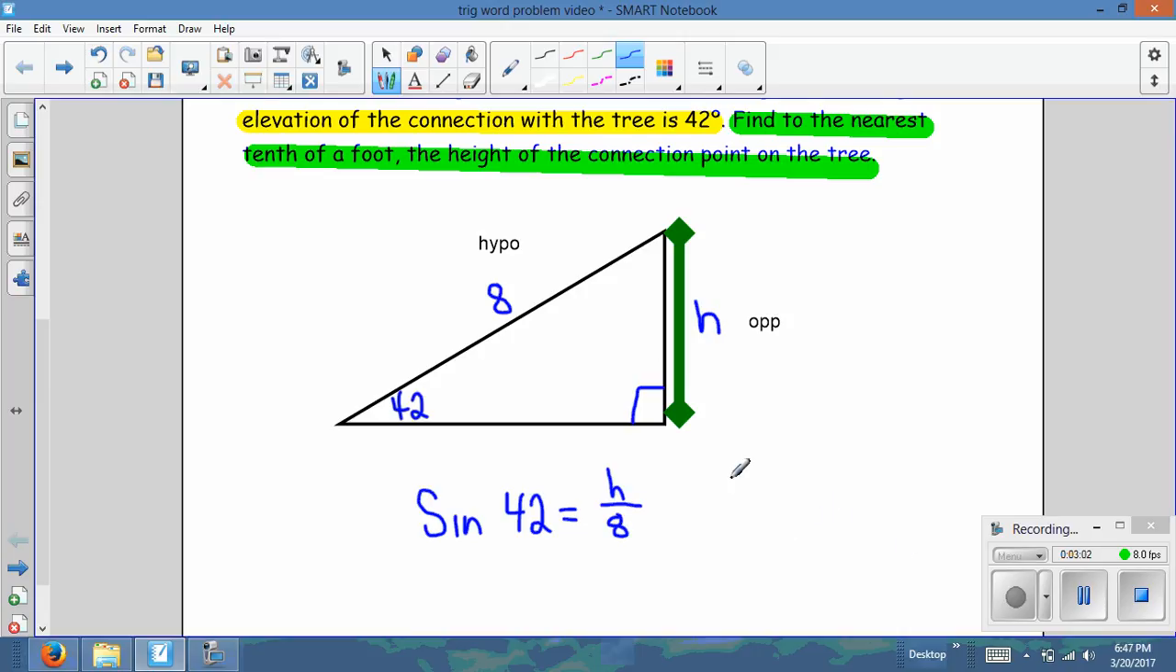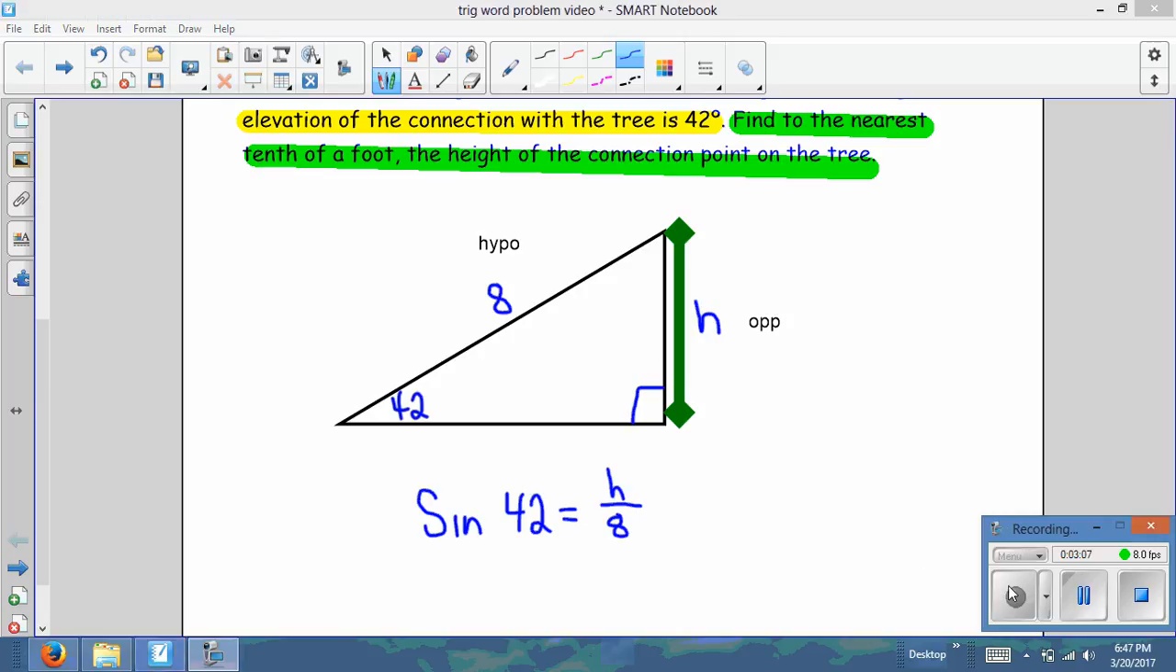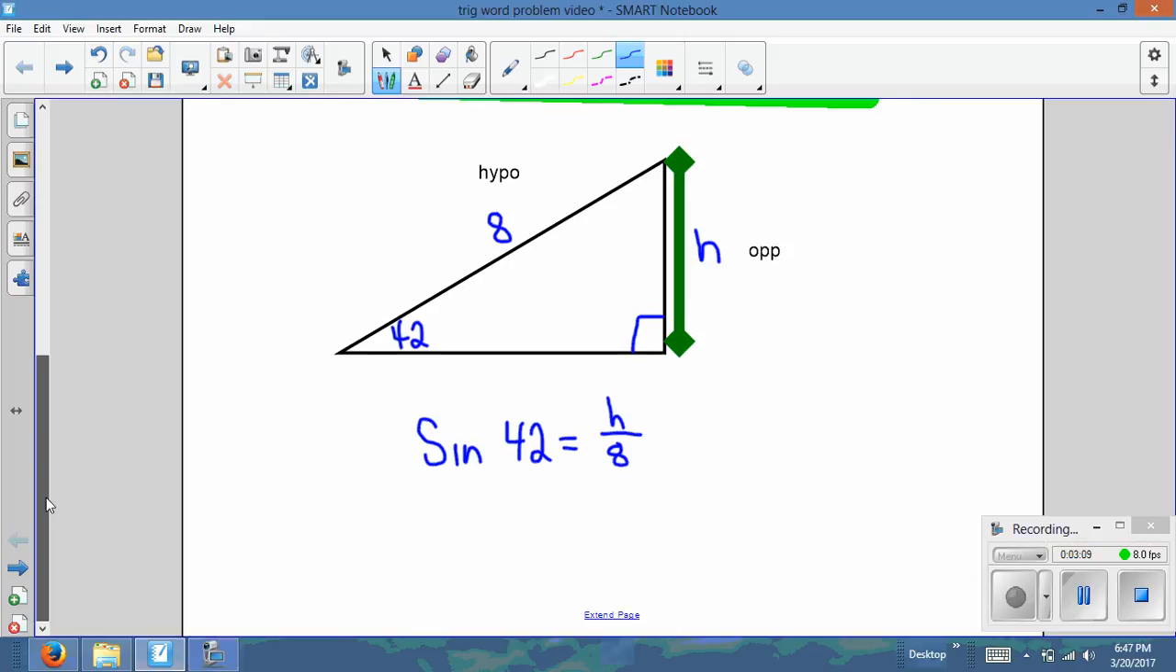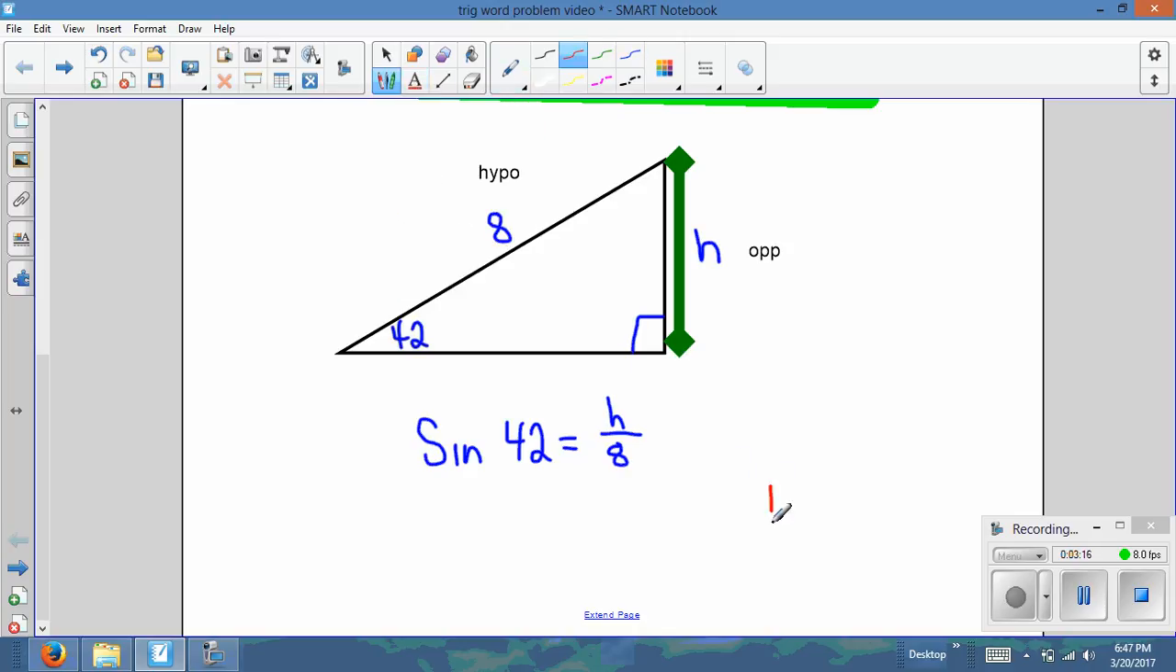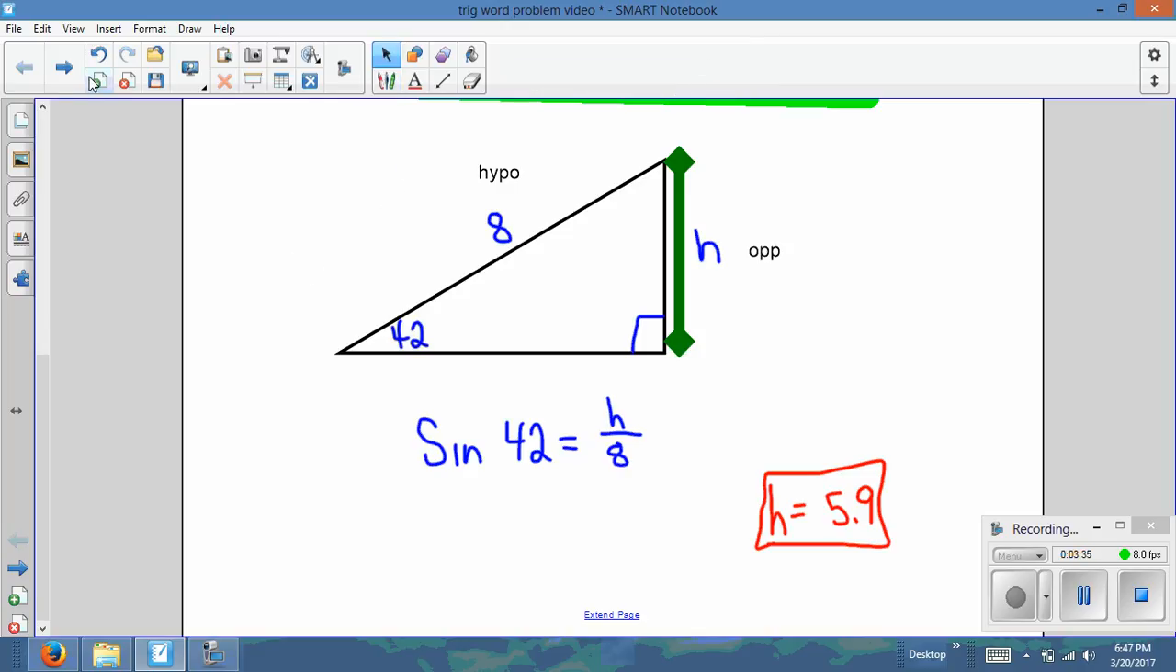So I'm going to let you take a second by yourself to solve this real quick. Okay, so I went ahead and paused it and found the answer, and I hope you got it to agree that I got the height of the tree right around 5.9. 5.945. So that's about 5.95. Right around 5.9.